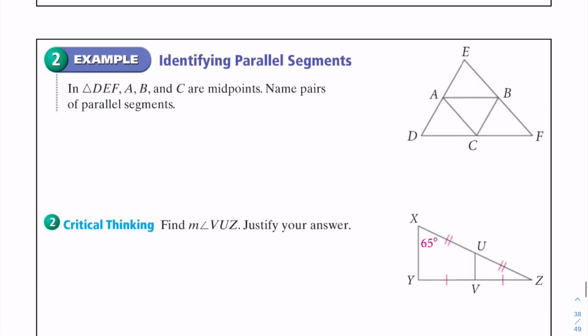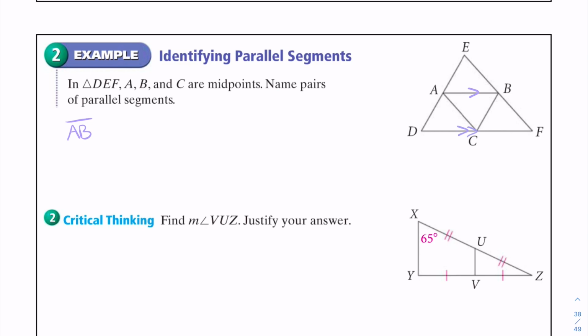All right, identify the parallel segments. So if those are midpoints, name the pairs of parallel segments. So I'm going to say, let's see, AB is parallel to DF. AB is parallel to DF. I mean, it's also parallel to DC and CF, but I'm going to use the whole segment when I name it. And I'm going to say BC is parallel to ED.